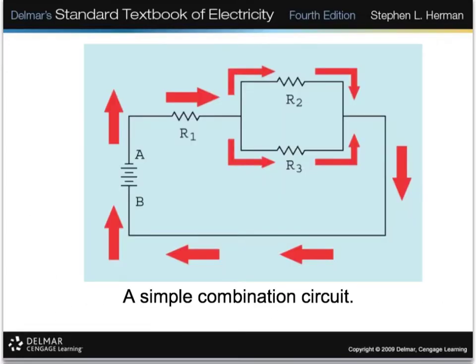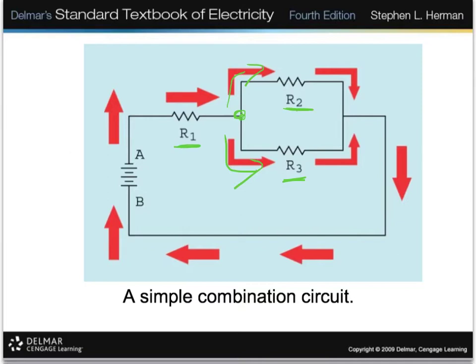Okay, so this is a combination circuit. This one's not too complicated. The one in your practice C is more complicated than this. We have R1, which is our first resistor, R2, our second resistor, and R3, our third resistor. And if you look carefully, you'll see that right here we have a node. That's where the current has a choice of which way to go. It can go that way or it can go that way.